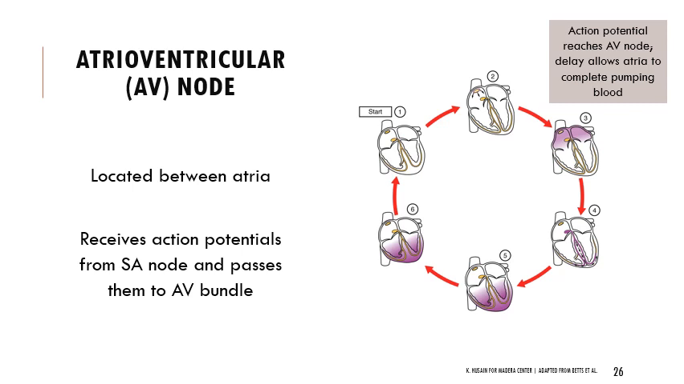If you remember that GIF I showed you, the black, gray, and yellow one, there's this firing and then a pause. When we have that pause, that delay, after reaching the AV node, that allows the atria to complete the pumping of blood. That will be important later when we talk about the cardiac cycle.